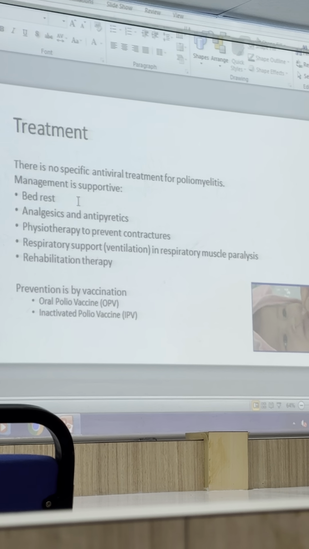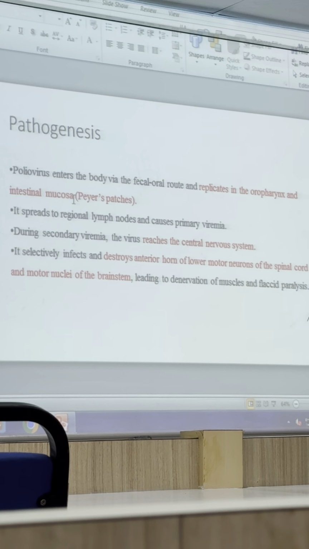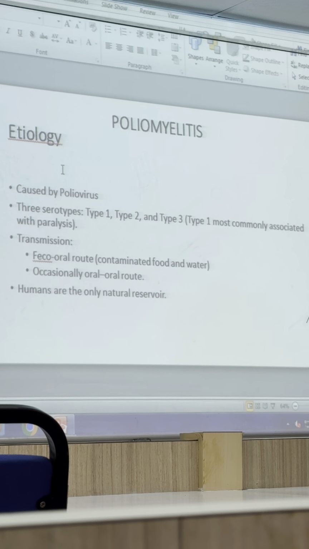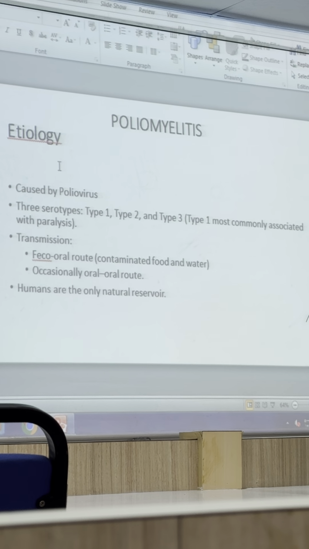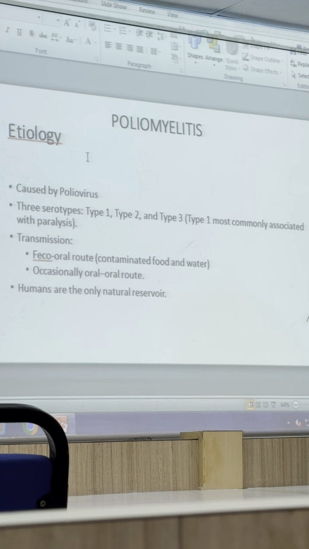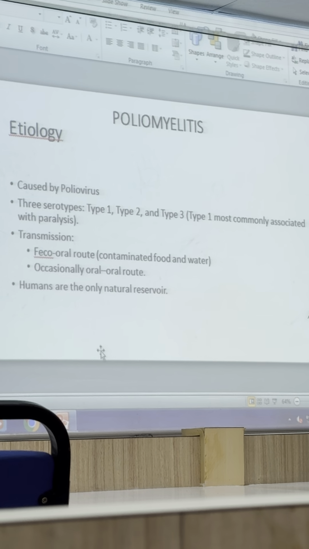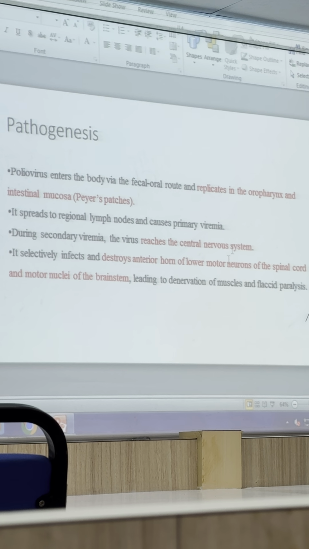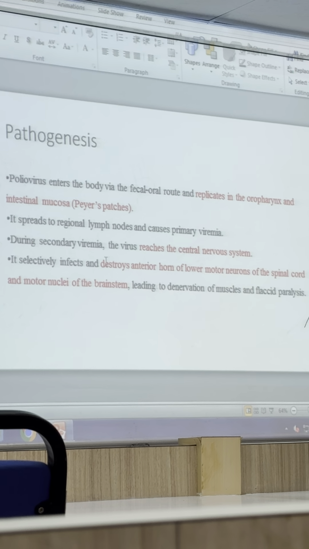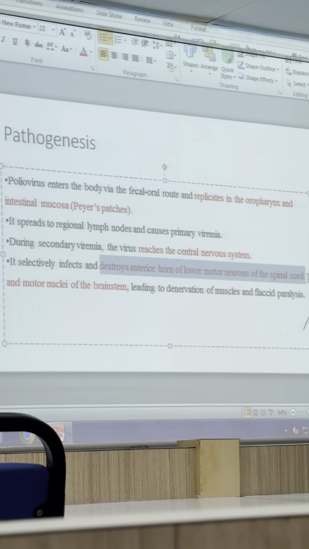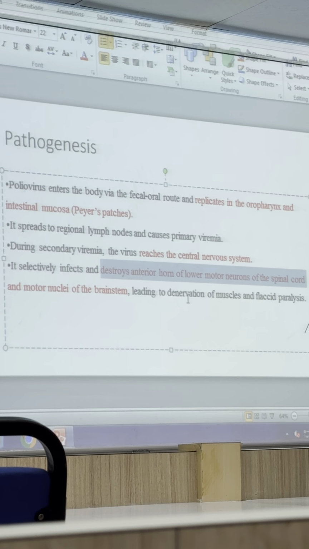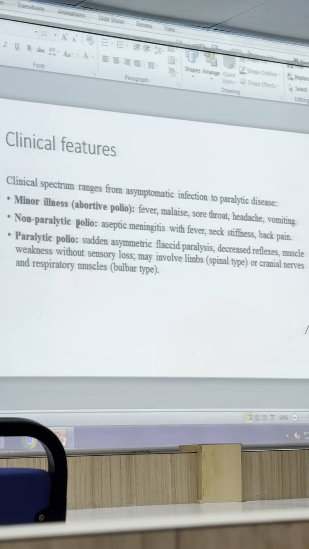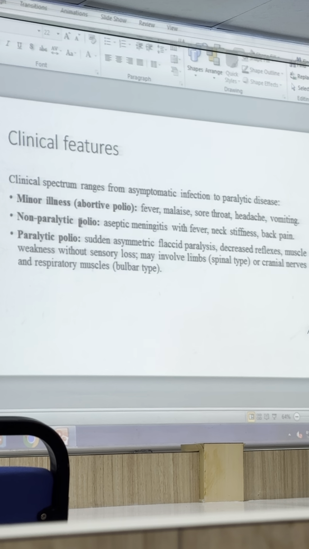And then you need to know the clinical features for each of the diseases. So we need to know the cause, not the definition, of the muscle disorders. What is causing the disease? Like in polio, it is the polio virus which is causing the disease. Then you should know which part it is affecting. It is destroying the anterior horn of the lower motor neuron of the spinal cord. So where it is affected, and then the clinical features.